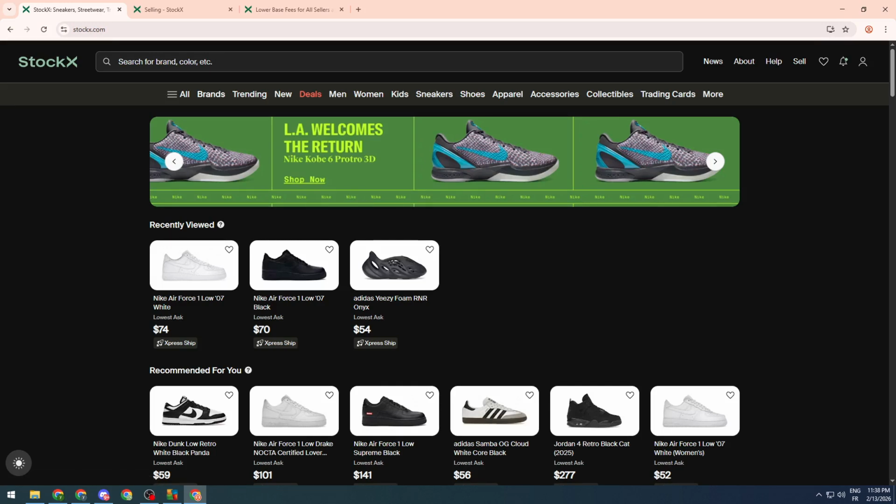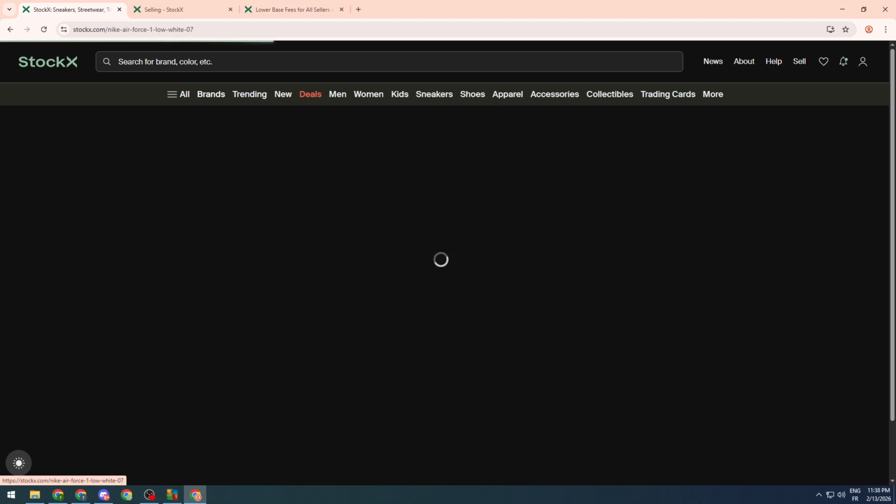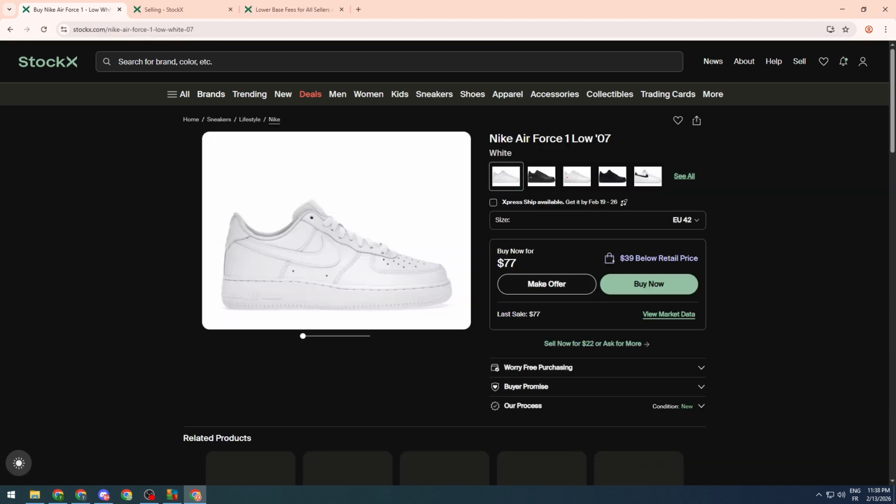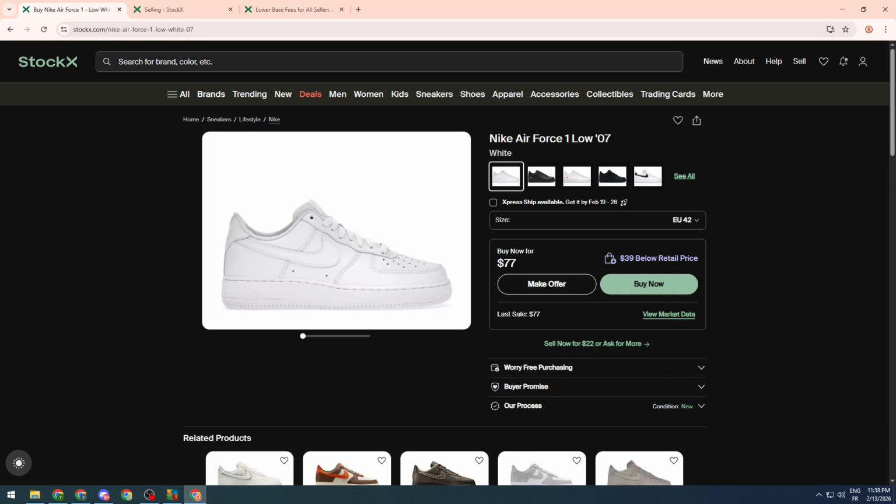In today's tutorial guys, I'm going to show you how to understand the StockX fees. So for the buyers guys, there is not much fees to understand about. They are basic. You're simply gonna go here and basically choose a product. This is the price that you will pay.